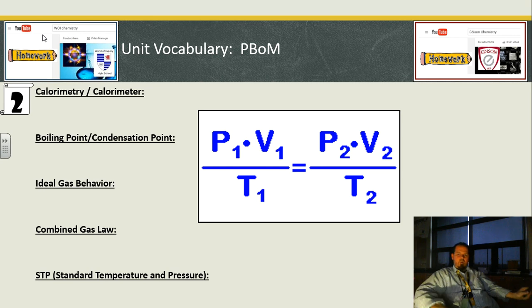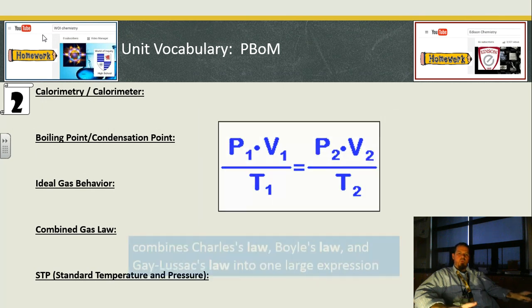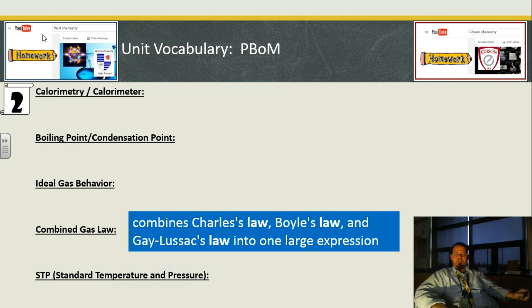Combined gas law, there is the equation that is in your reference table. P1V1 over T1 equals P2V2 over T2, where 1 is the initial conditions and 2 is the final conditions. It combines Charles' law, Boyle's law, and Gay-Lussac's law into one large expression. Good news for you this year, we took Charles' law, Boyle's law, and Gay-Lussac's law out of the unit as separate laws. One's P1V1 equals P2V2. One's P1 over T1 equals P2 over T2. One's V1 over T1 equals V2 over T2. You take all 3 of those, put them together, and you get that big combined gas law. That's the only one we really need to use.